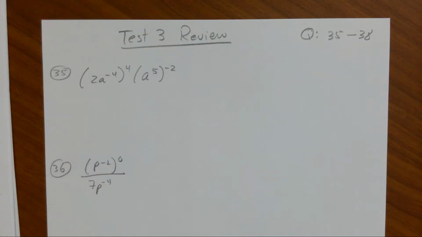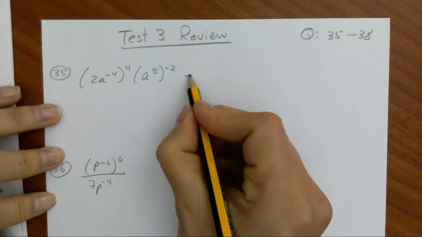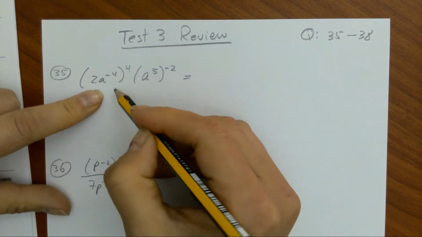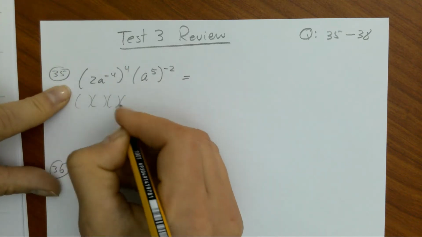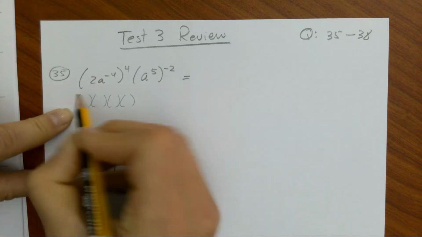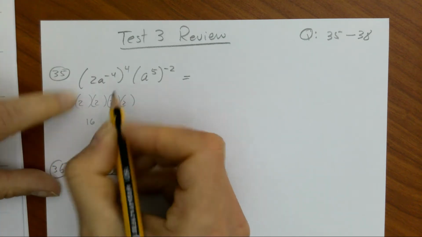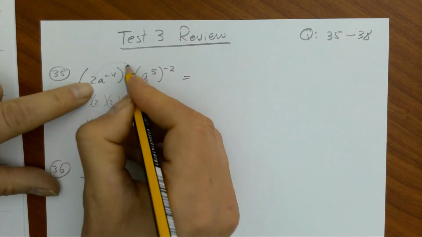Okay, test 3 review, questions 35 to 38. So first I'm going to deal with these exponents. You can look at this one and go, okay, I need to write this 4 times, and so that would be 2 times 2 times 2 times 2, which is 16. Or you can put the exponent and distribute the exponent out.